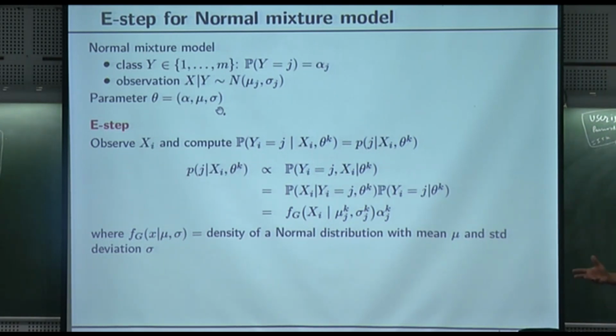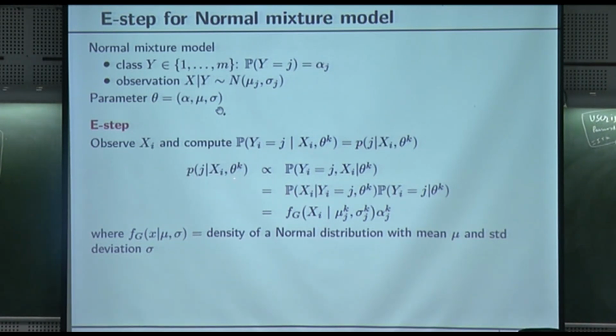So the first thing I need to do is observe x_i and compute the probability that y_i was equal to j. With EM, this is the one I observe, and that's the one I don't observe. And if I don't observe y_i, I just need to compute the posterior distribution that y_i was equal to j given the data point and given the current estimates of the parameters. I already know these values. I will pretend as if I know mu and sigma and alpha at the current point. Using all of this information, I want to compute the probability that the class was some value j. So this is the probability of j given x_i and theta_k.